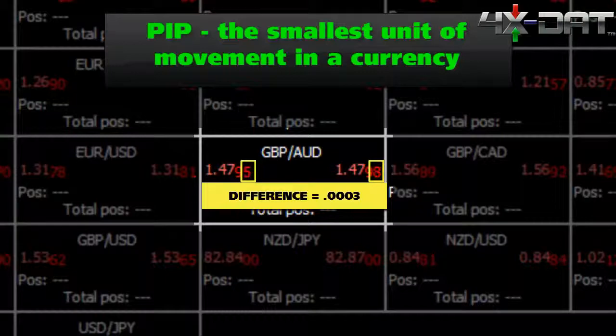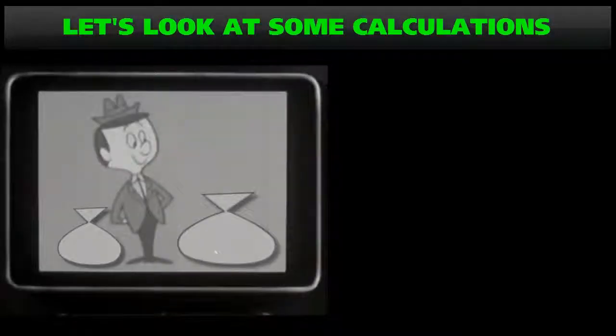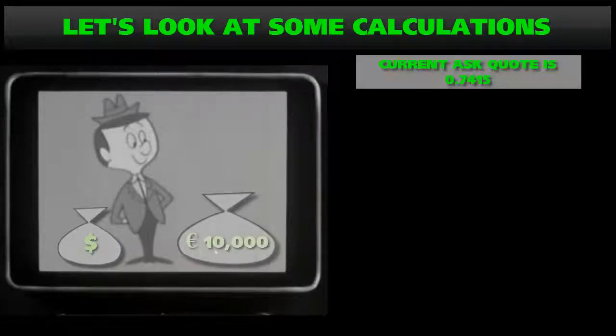Let's briefly go over some figures to illustrate why someone would want to trade currencies when, on the face of it, it looks like currencies don't change very much in the course of a day. Let's say you're trading with dollars and you want to buy 10,000 euros. Let's also say that the current quote for the euro versus the US dollar is 0.7415. This means that you would have to spend $13,486 to buy just 10,000 euros.